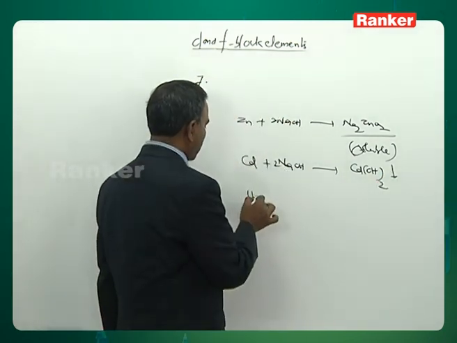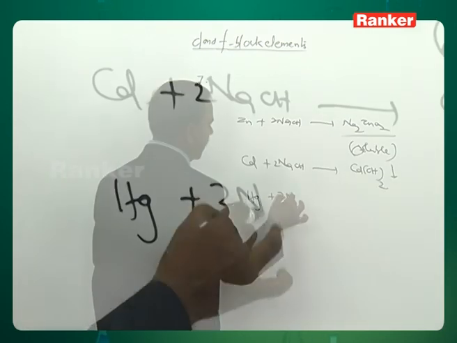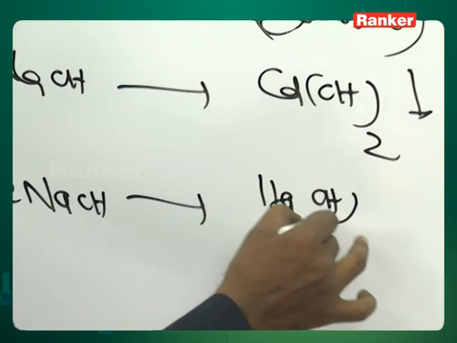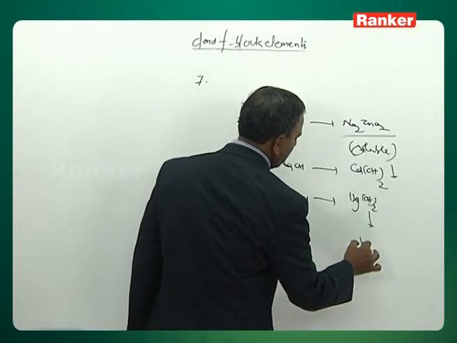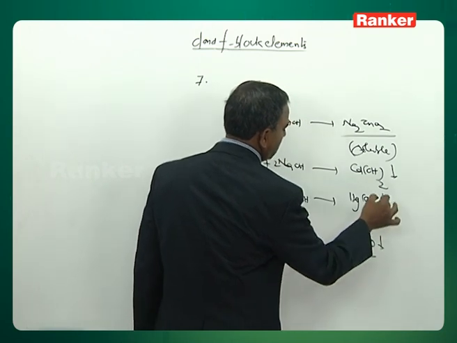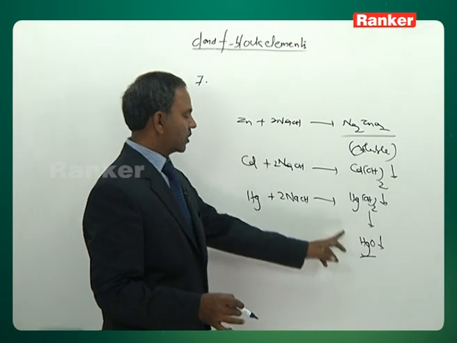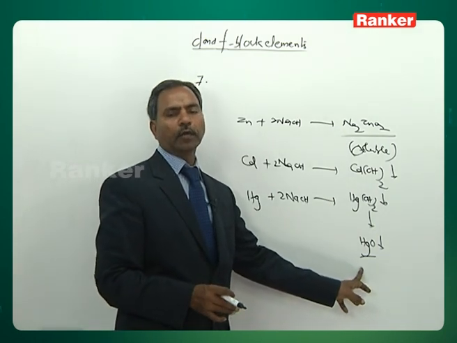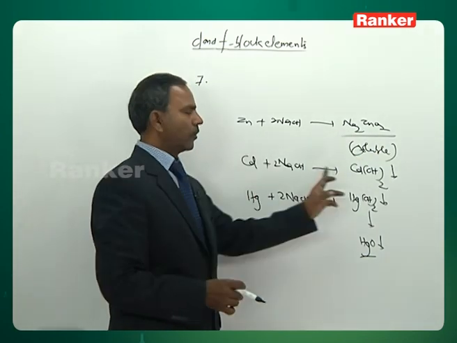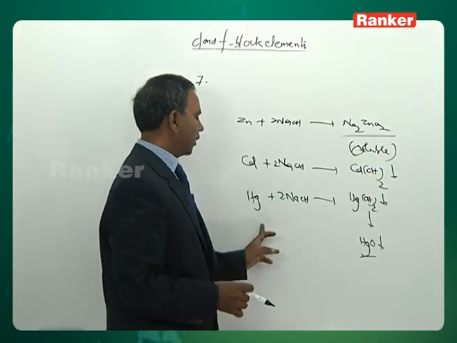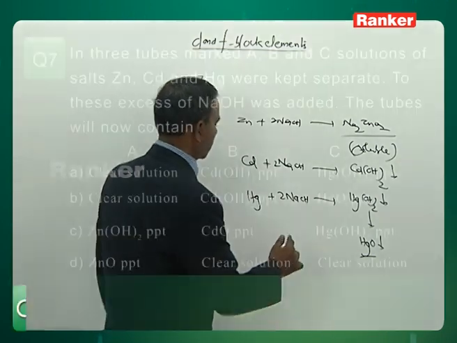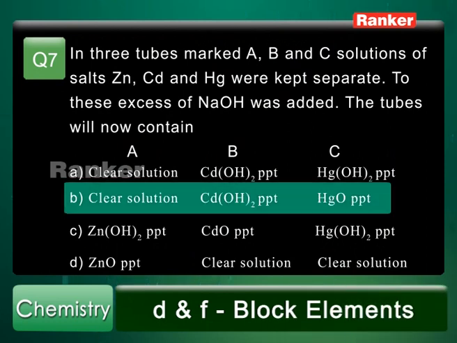Now mercury also reacts with sodium hydroxide. First you get mercuric hydroxide, which ultimately decomposes to produce mercuric oxide. Therefore, for zinc, a clear solution; for cadmium, hydroxide precipitate; for mercury, at the end you get mercuric oxide. Therefore, for this seventh question, option B is the answer.